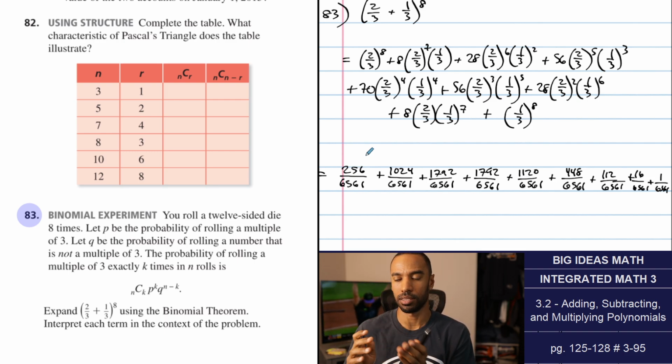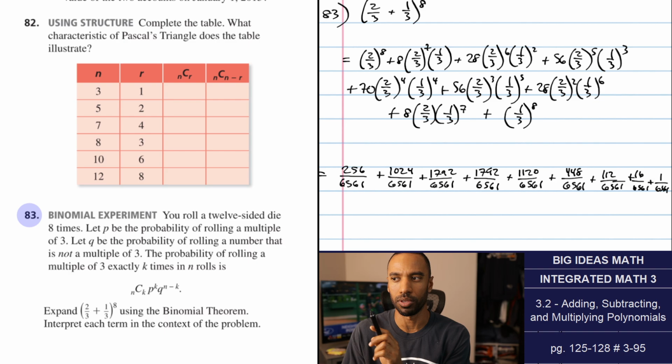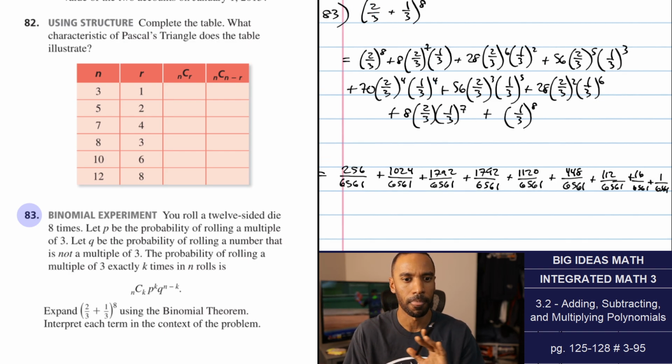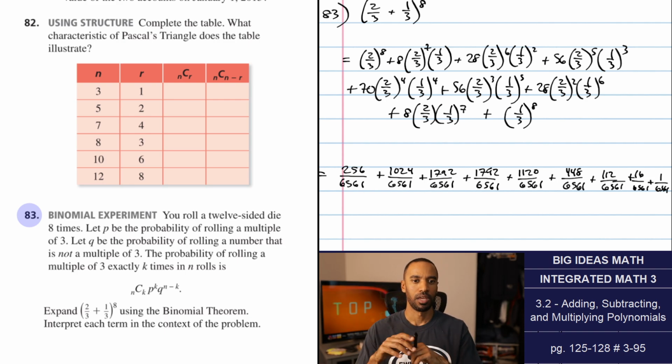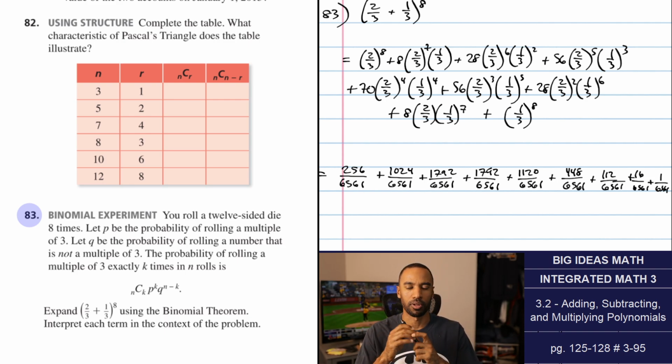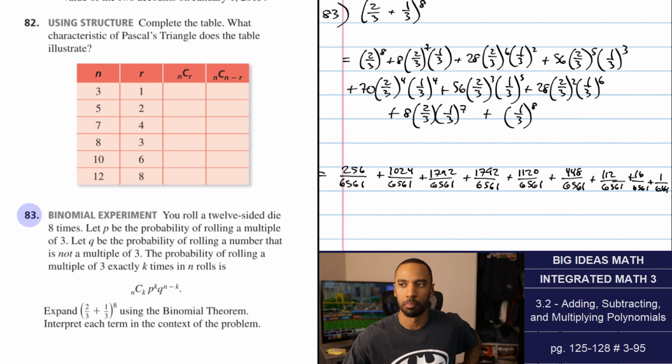Here's the big part: this also goes with binomial things. The thing that only confuses me is that they put the 2/3 first. When they said the thing, they said you roll a 12-sided die 8 times. Let P be the probability of rolling a multiple of 3. Now, you get a 1/3 probability of rolling a multiple of 3.